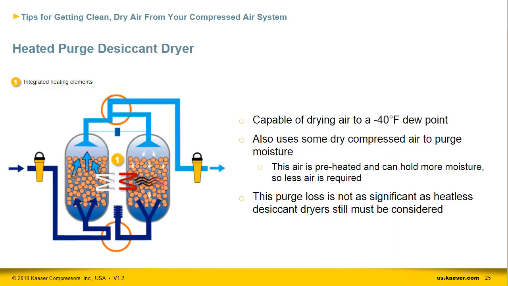Heated purge desiccant dryers can provide a dew point of minus 40 degrees Fahrenheit and work in much the same way as heatless desiccant dryers. The difference lies in the addition of a heater, which can be either internal or external, that increases the temperature of the purge air. When the purge air is heated before entering the tower, it can hold more moisture, so it does a better job of removing moisture from the desiccant beads. Consequently, less purge air is required and therefore wasted throughout the process. It's important to note, however, that this heater does consume electrical energy when operating, so you'll need to weigh the cost as well as the availability of power when considering heated purge desiccant dryers as an option.